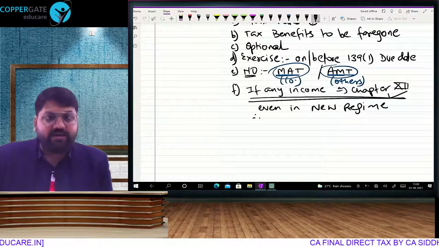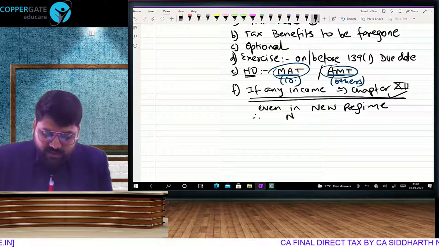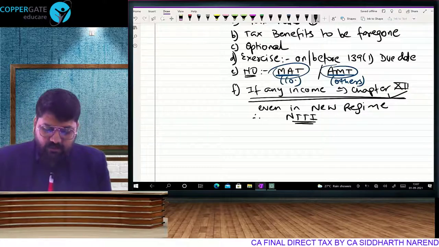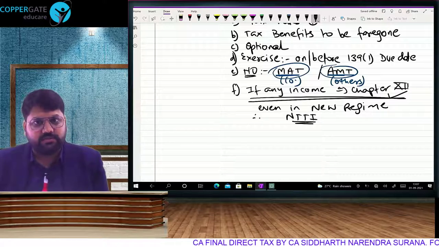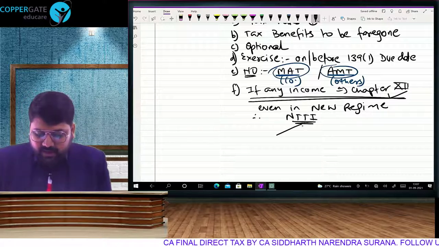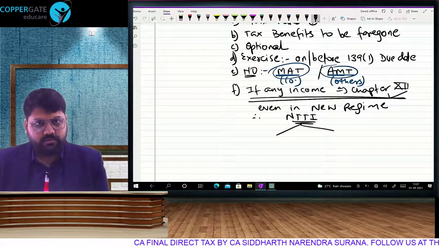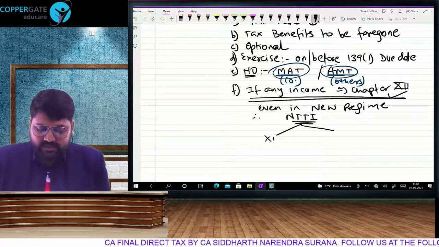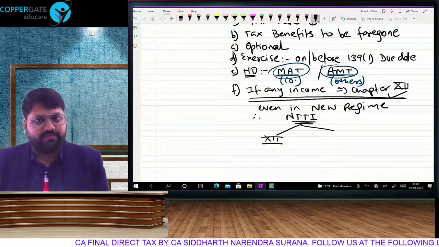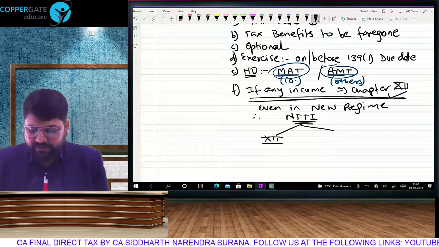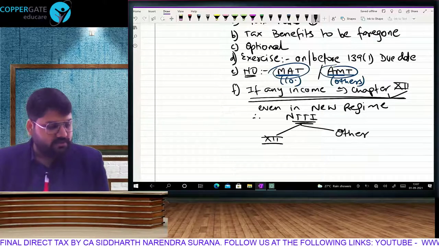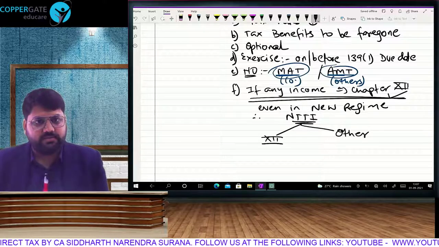Therefore, what am I trying to say? Please pay attention. First, calculate your entity. That's the total taxable income on which you have to calculate tax. Split it into two parts. Incomes which are taxable at special rate are a part of chapter 12. And incomes which are not a part of chapter 12 are your other incomes, your incomes taxable at normal rates.